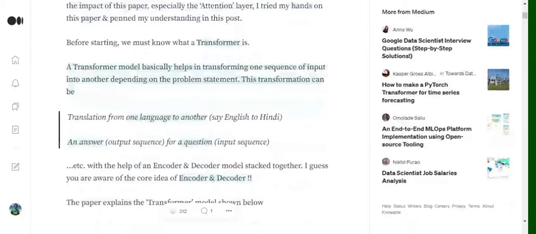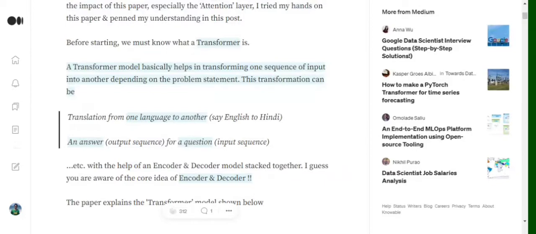So a transformer model basically helps in transforming one sequence of input into another sequence of output. Such problems can relate to translation from one language to another, like Hindi to English translation, Hindi to French translation, etc. Or it can also be set up for developing question answer systems, where you input a text sequence, that is a question, and eventually get a sequence as an answer.